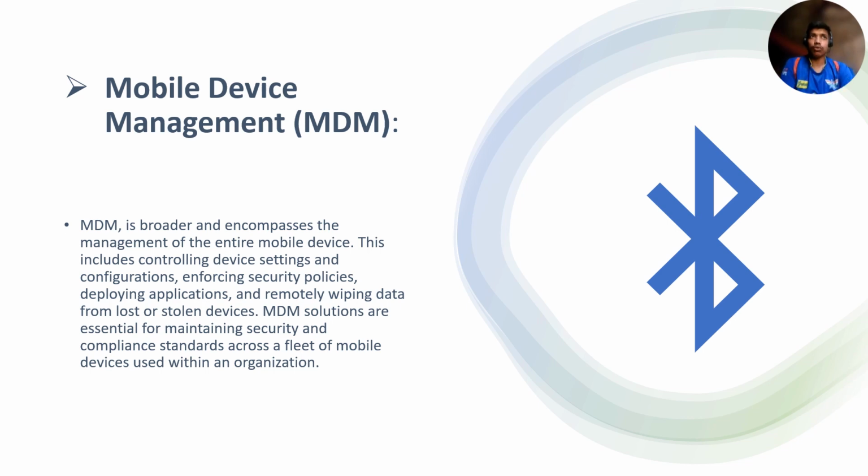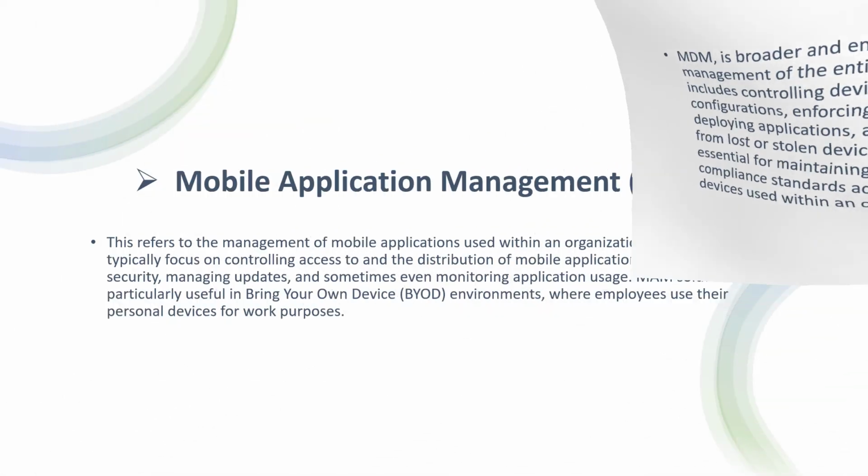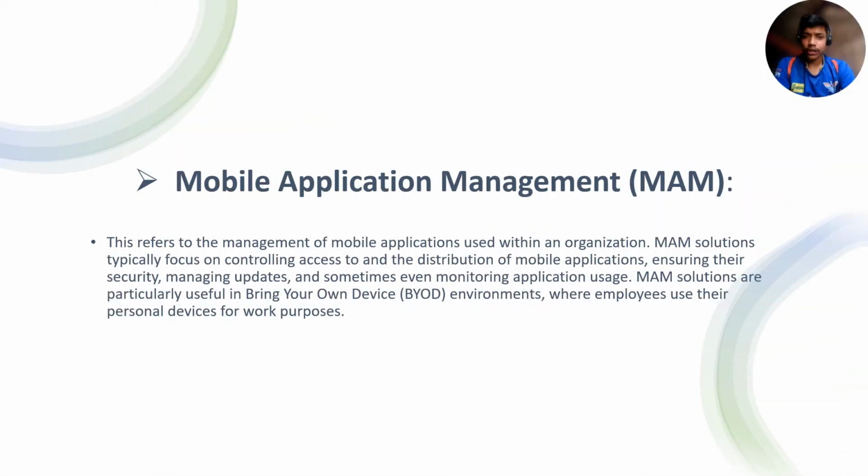So if we are using an Android, we have to download that application. After that, we can connect our device to the Intune portal of our organization. So next is mobile application management, which is called MAM. This basically refers to management of mobile applications which are used in an organization.